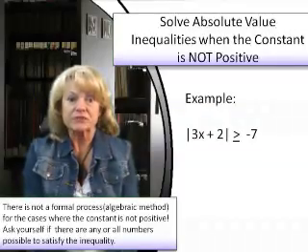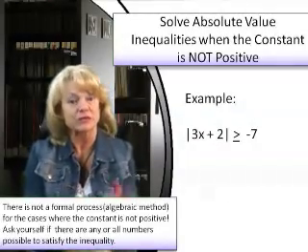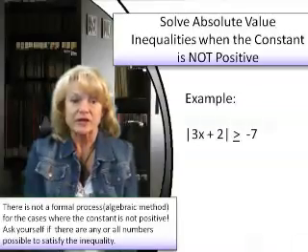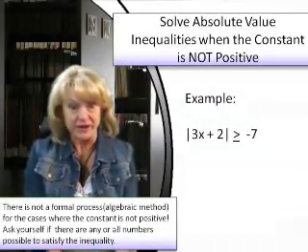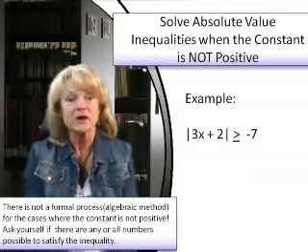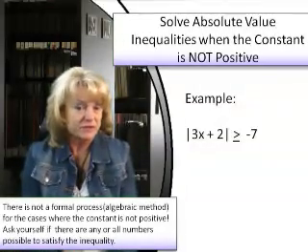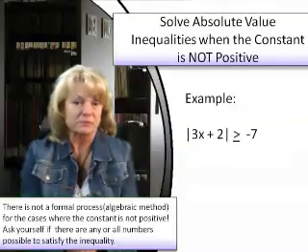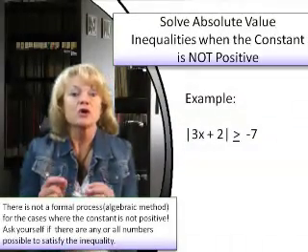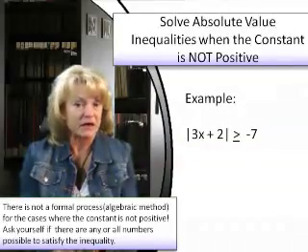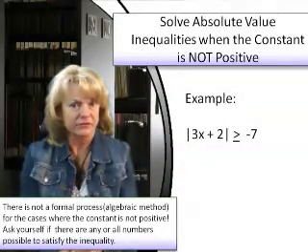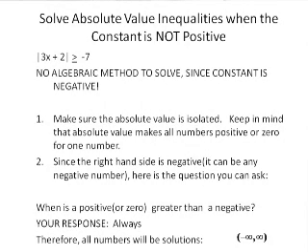Now here's a special case, since the absolute value is isolated and we have a negative constant. There is not an algebraic way to solve this kind like the one where the constant is positive. For this, what we have to do is just interpret this. Since absolute value makes all numbers positive, or 0 for one number, we ask ourselves the following question. When is a positive greater than a negative? You respond with always, which means all numbers work, or your solution set is all real numbers.